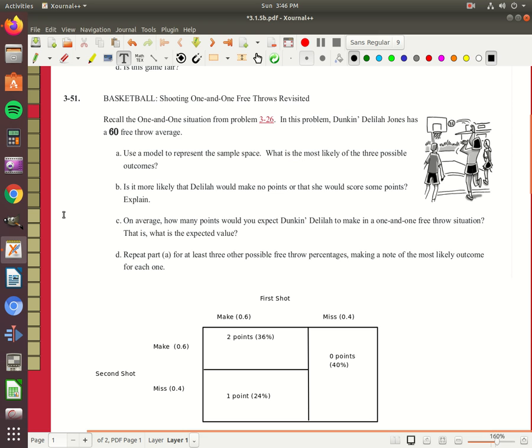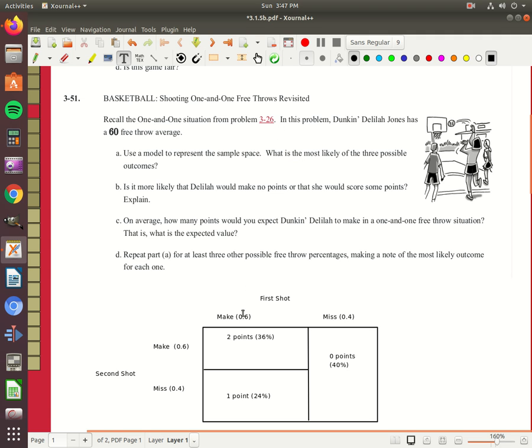5 part 2 gives us some interesting questions, and it starts to get a little bit trickier for some students, but we'll get through it and see where we're at. So we'll start with problem 351. It says recall the 1-in-1 situation from problem 326.